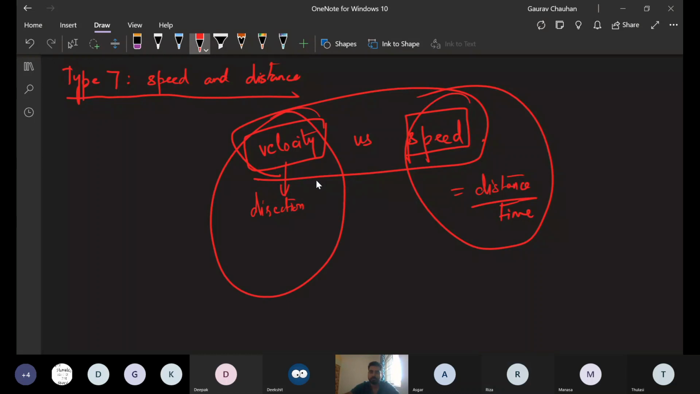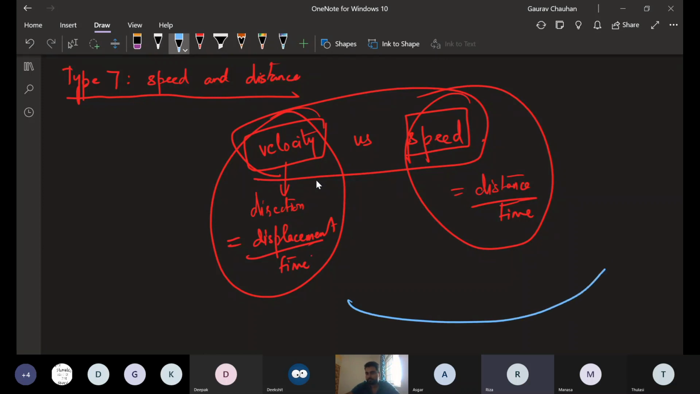Can you tell me the formula for velocity? So that is displacement by time. What is the difference between distance and displacement? Distance will be the full path covered, but displacement will be the shortest path covered.